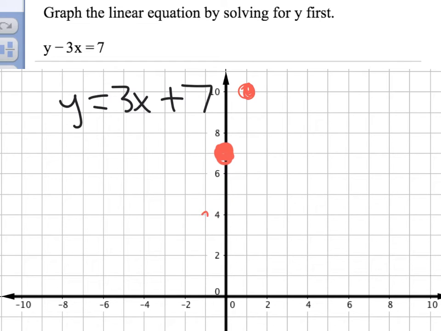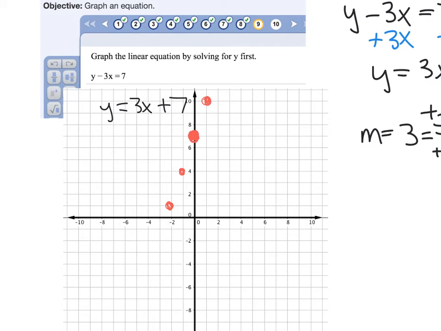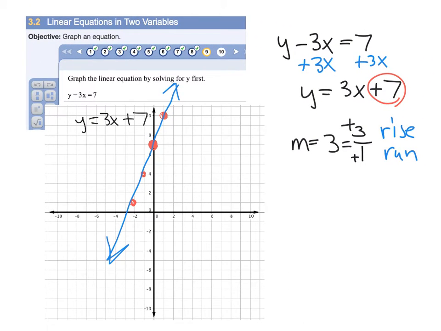And then if I wanted to, I could do another one. 1, 2, 3 over 1. And that goes right here. And there is our line, our beautiful, beautiful line. And we get that using my cute little shortcut, so we don't have to do all that table making and all that sort of stuff.